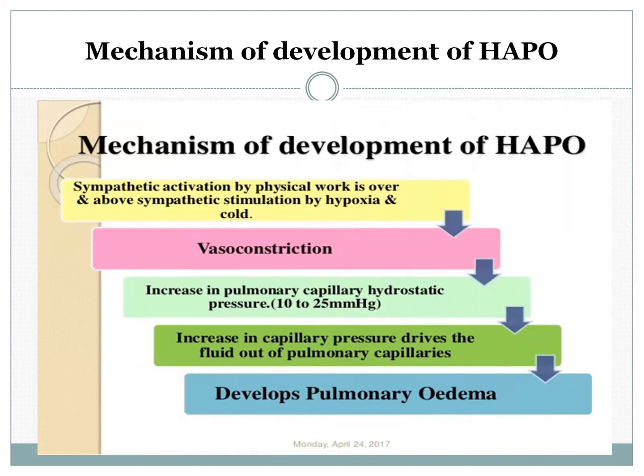Over and above the sympathetic stimulation by hypoxia and cold, they are now completely exhausted. That can lead to vasoconstriction. This increases the pulmonary capillary hydrostatic pressure, around 10 to 25 millimeters of mercury. This increase in capillary pressure drives the fluid out of the pulmonary capillaries. So it changes all the cardiovascular structure, and that develops the pulmonary edema. So this is the mechanism behind the development of pulmonary edema.